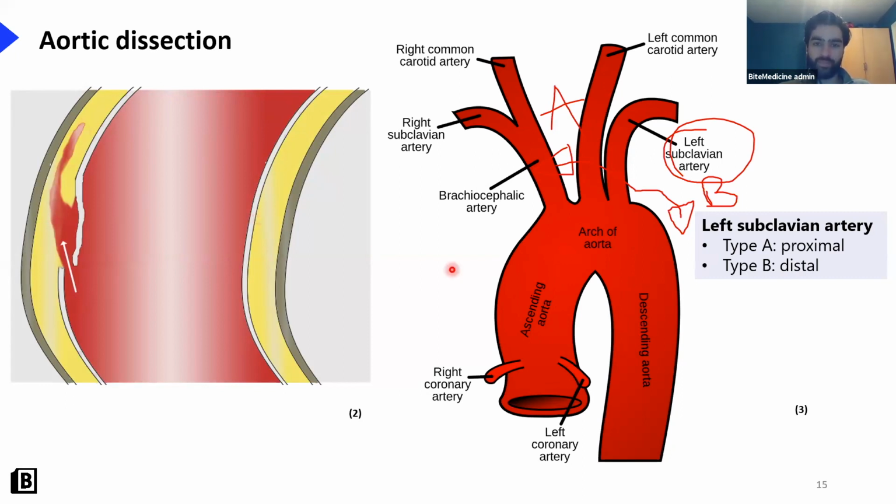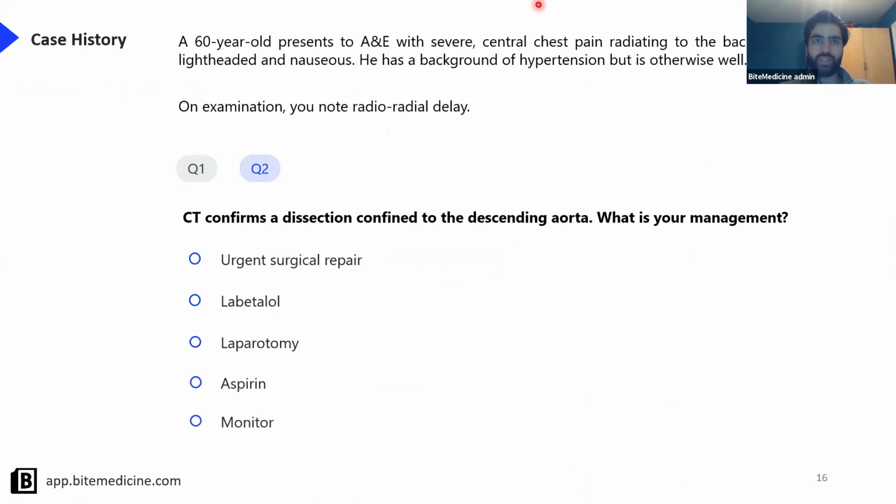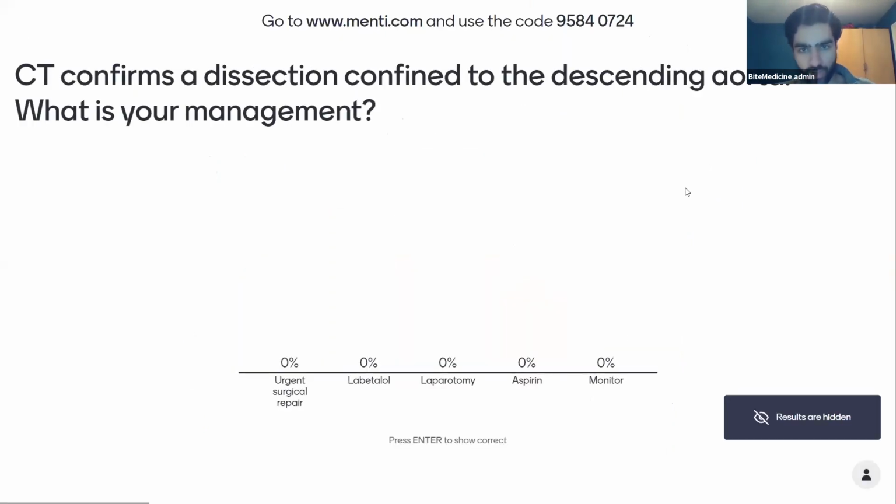Okay. Next question. CT confirms a dissection confined to the descending aorta. What is your management?